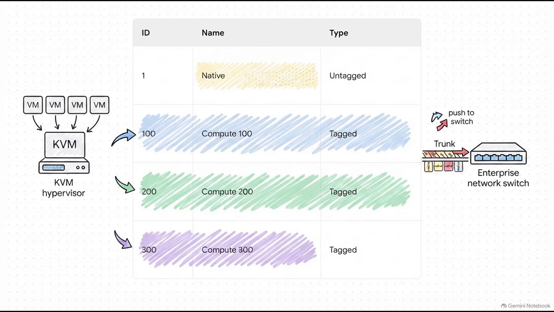To let our KVM hypervisor's VMs communicate properly, we are setting up 3 tagged VLANs, 100, 200, and 300, specifically dedicated to compute traffic. We're also keeping VLAN 1 active to allow for native untagged traffic across the trunk. This is the precise mapping we are going to push to our switch.